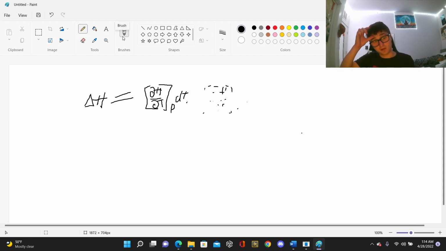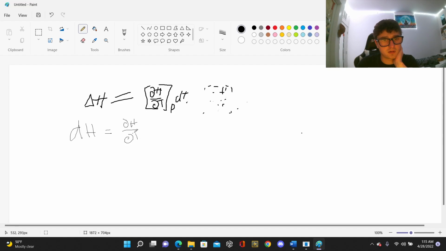But moving on. Now that we have this equation, we want to somehow determine the temperature. If you look, we have this dH value, and we also have this right here. So how are we going to use this? That's the real question. To use this, we need to integrate.